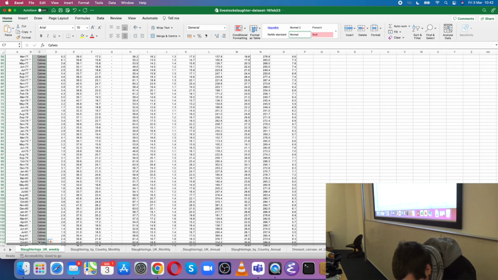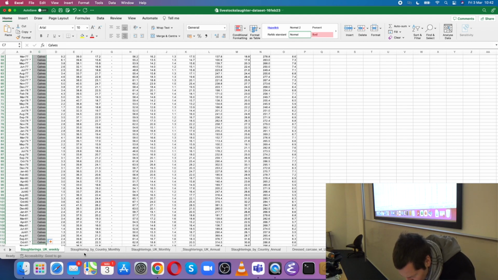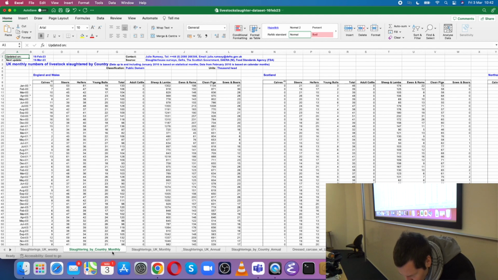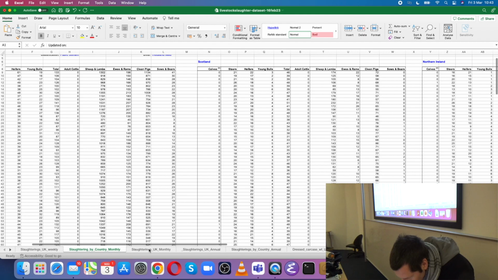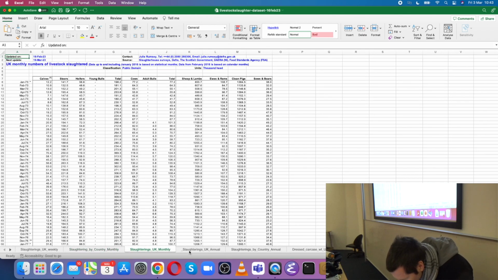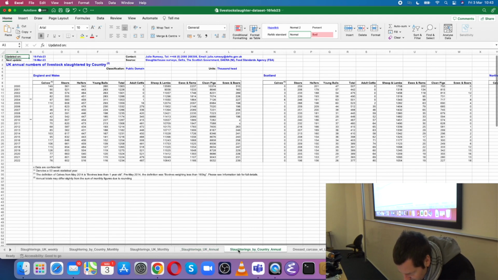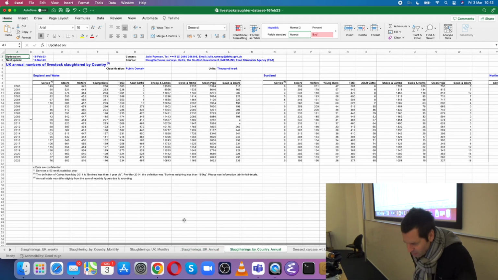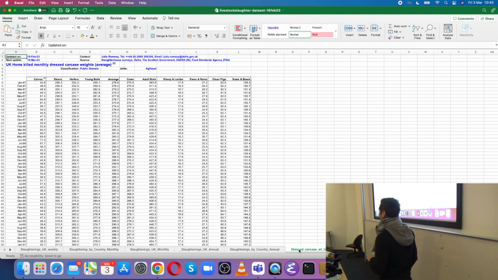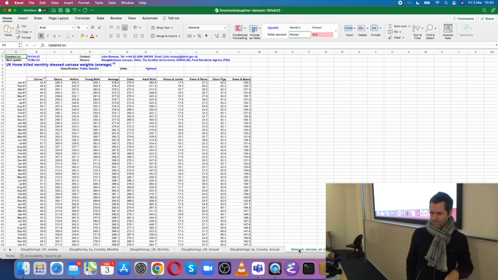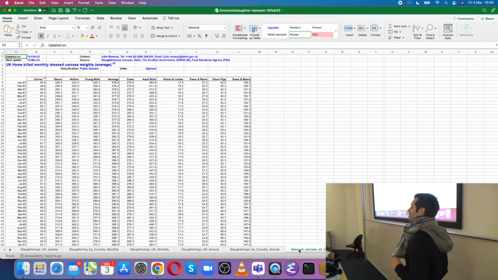Did anybody look at these other ones? Slaughtering by country monthly. Slaughtering UK monthly. Annual. Anyways, there are lots of possibilities here. And you can see how they've arranged it, but they have not arranged it specifically for tree maps. So it is a little bit tricky in this case.